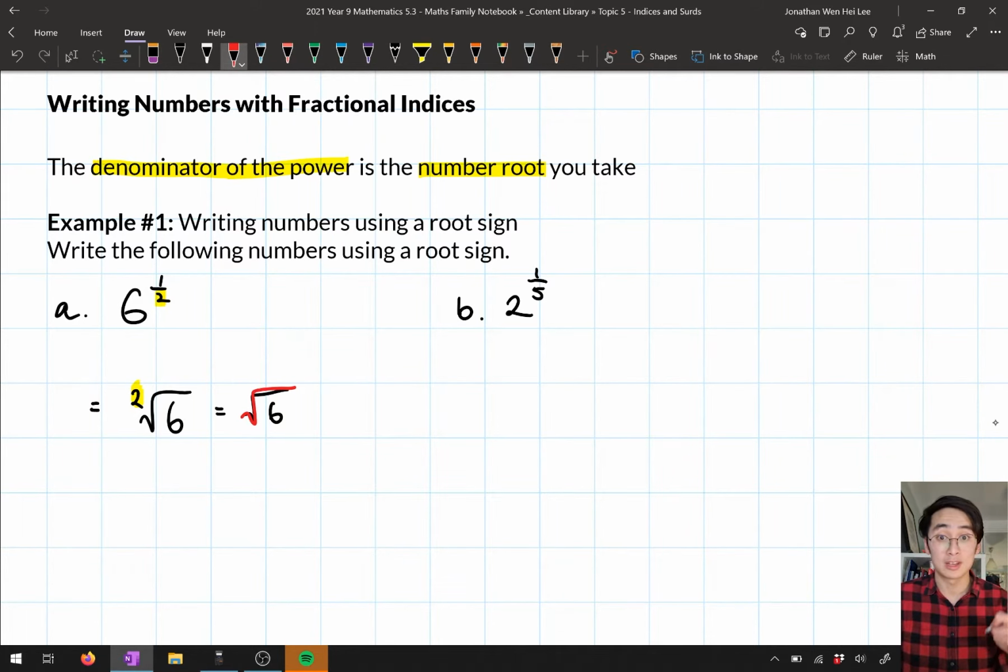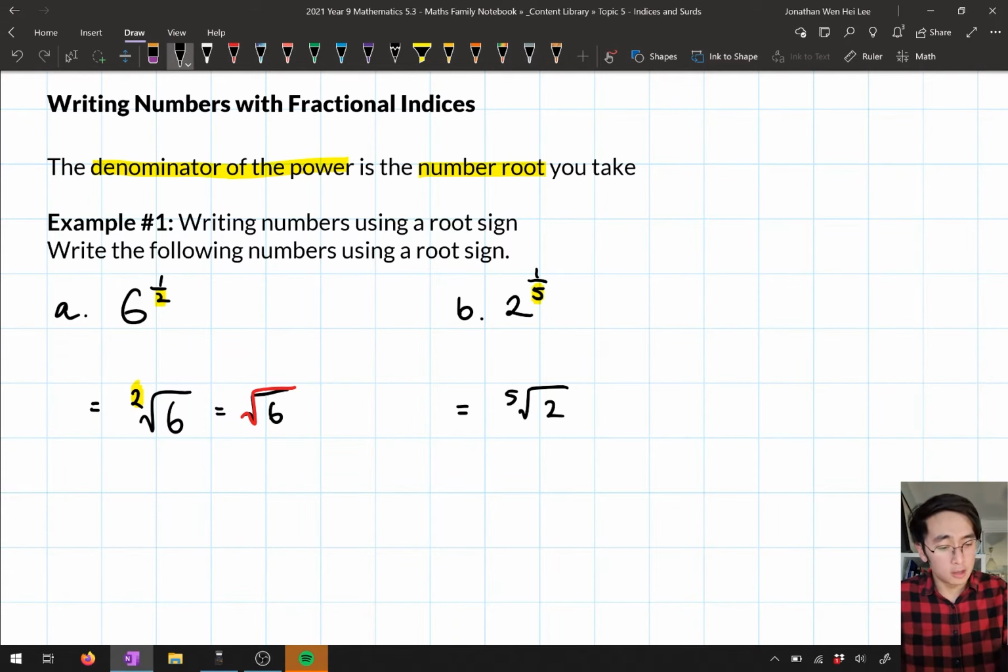Okay, so that's what we're going to do. We're going to look at the denominator. It's going to tell me what root I need to take. And then I'm just going to put that outside my square root and write the number that's left over inside. So for this second example, I've got 2 to the power of 1 over 5. The number in the bottom of my denominator is 5, and so this just becomes the 5th root of 2.